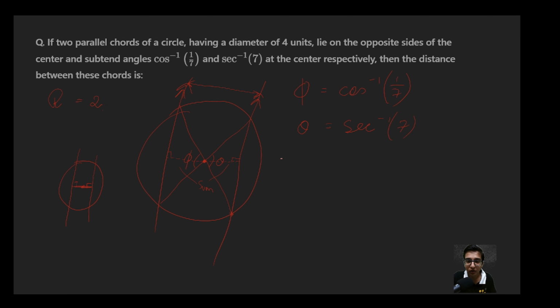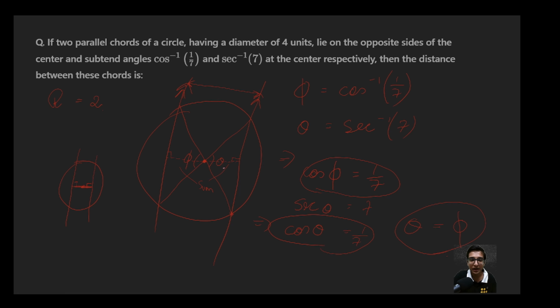So let us first find out what theta and phi are in terms of cos theta and cos phi. If I convert this inverse trigonometric function into a normal trigonometric function, this would become cos phi is equal to 1 by 7, and this one would become sec theta is equal to 7. If I convert this sec theta into cos theta, this would be nothing but 1 by 7. So that means our theta and phi both are equal. So cos theta is also equal to 1 by 7 and cos phi is also equal to 1 by 7. That means my theta is equal to phi.